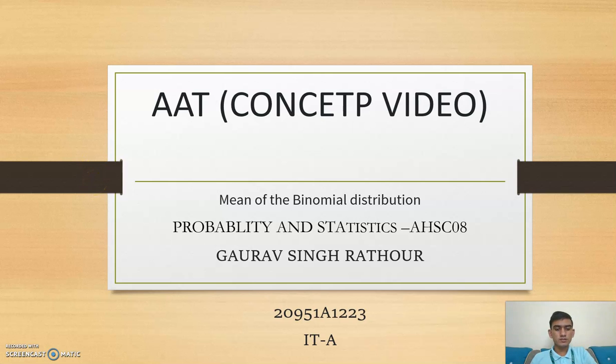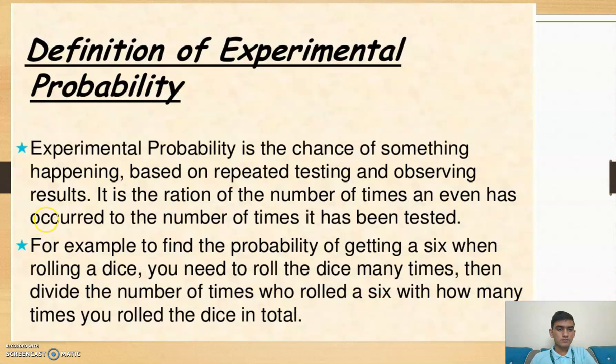Today we are going to discuss the topic mean of a binomial distribution, which is from the subject Probability and Statistics. The subject code is AHSC08. So let's start it.